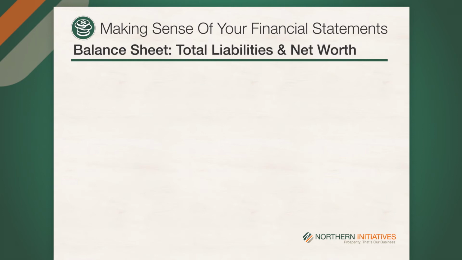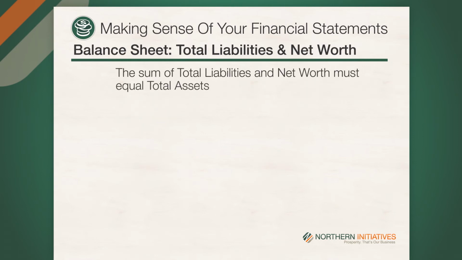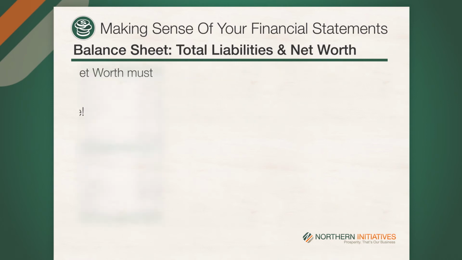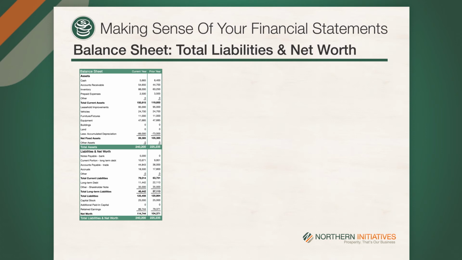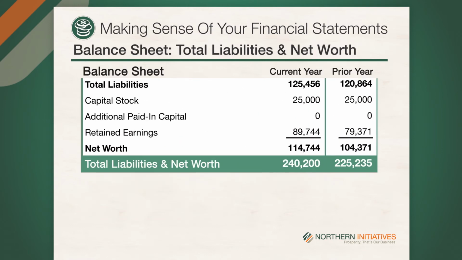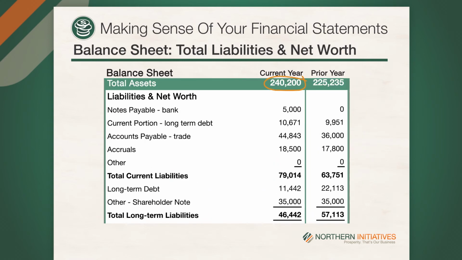Total liabilities and net worth. The sum of total liabilities and net worth must equal total assets. The balance sheet must balance. A business owner buys assets to generate sales and income. The assets are paid for with borrowed money, liabilities, and owner money, net worth. In the case study, total liabilities and net worth of $240,200 in the current year equals total assets of $240,200. The balance sheet balances.